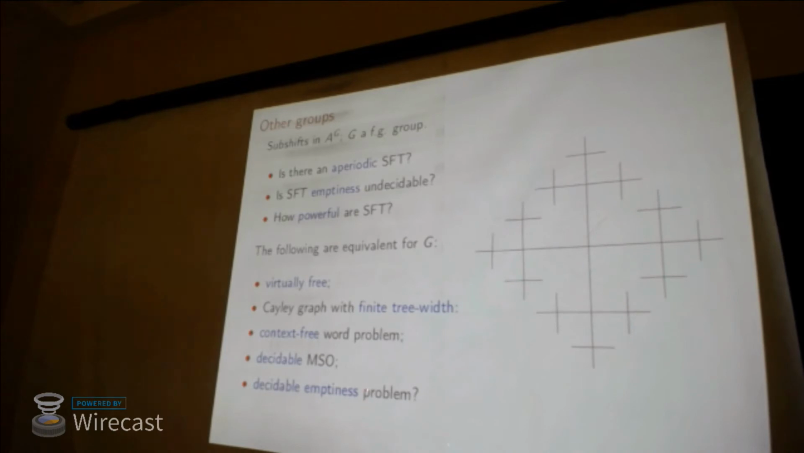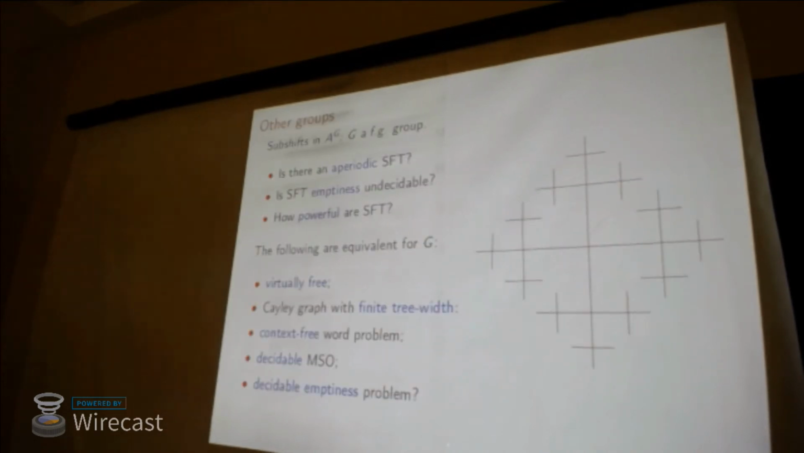But the question is, and this is a good candidate to be exactly the class where the SFT have decidable emptiness. So by this line, you know that these SFT have decidable emptiness. But is the converse true? Because I'm stating an equivalence here. Is the converse true? Many people are working on this and finding more and more classes of groups where we can find a way to embed computation in SFT and to prove undecidability of emptiness. But we don't have the full answer yet.